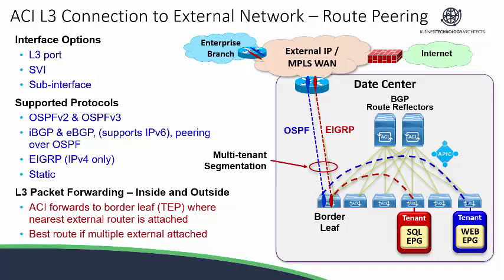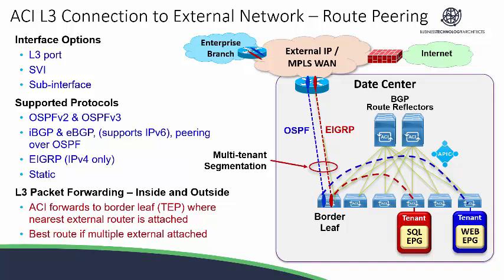For layer 3 connection to an external network, route peering: our interface options are either a layer 3 port, an SVI, or a subinterface. Our supported protocols are OSPF v2 and v3, iBGP, eBGP, peering over OSPF, EIGRP, IPv4 only, or static.